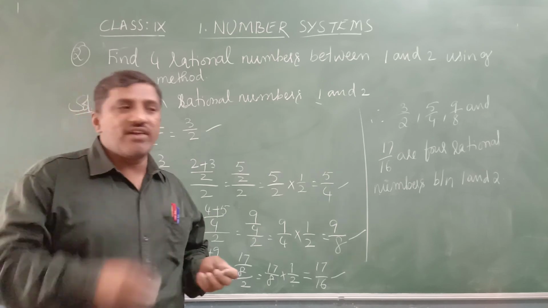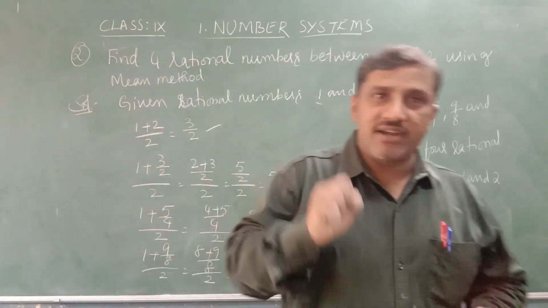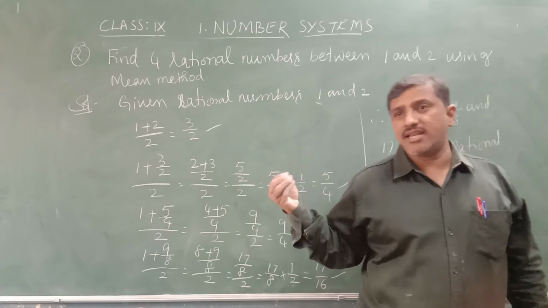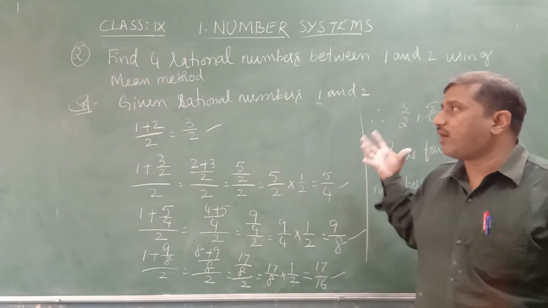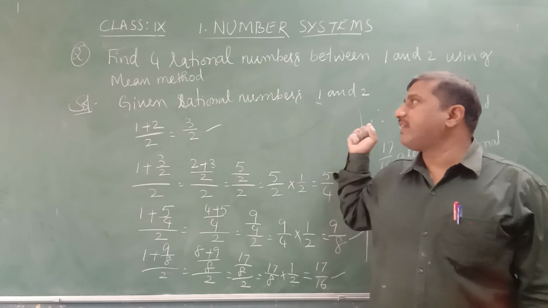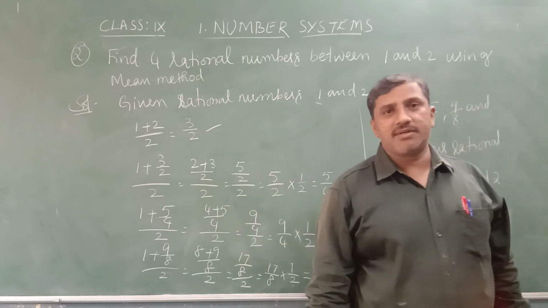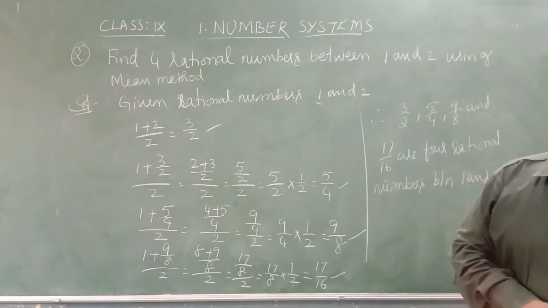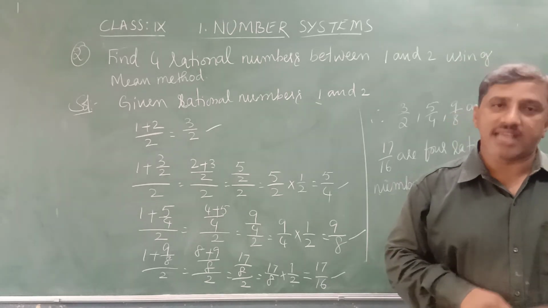Clear? So today we discussed the different types of numbers and expressing them, rational numbers especially in the p/q form, and finding rational numbers between the given rational numbers. In the next class we will continue with irrational numbers. I hope you understand. Thank you very much.